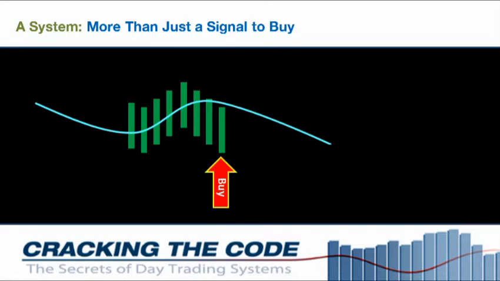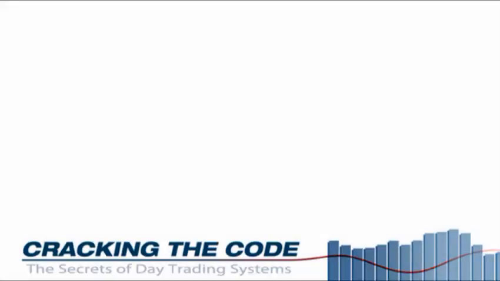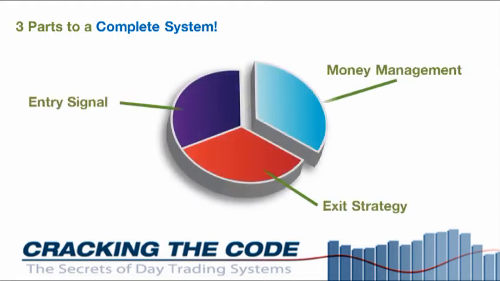All right, let's start with a little bit of an overview of what a trading system is. A trading system is more than just a buy signal. A complete trading system actually has three components to it. There's an entry, an exit, and money management. Each of these are equally as important. However, most trading systems out there will only give you one piece of the puzzle, usually the entry signal.